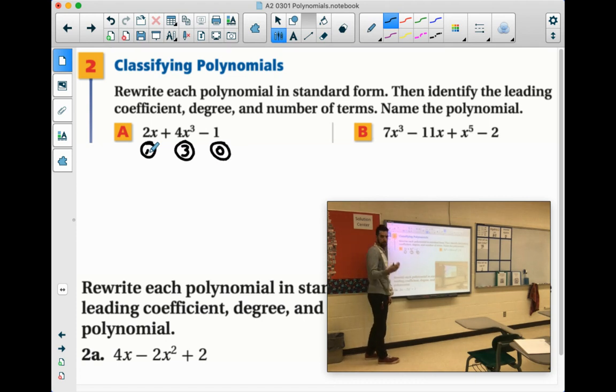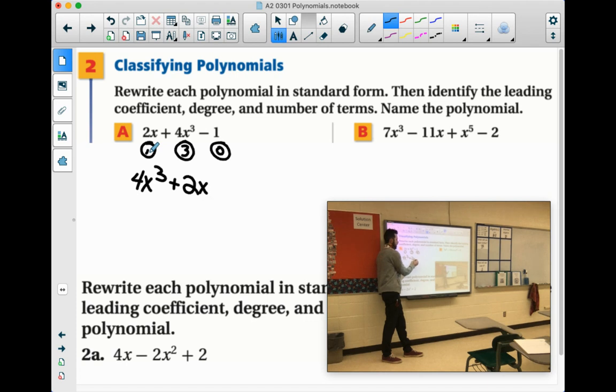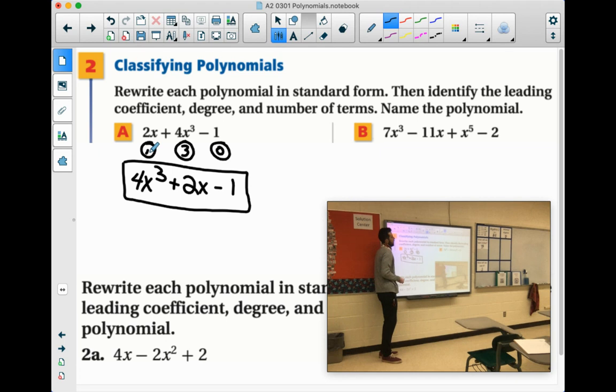So standard form, you put your highest degree first. So we would say 4x to the third, then 2x, and then the -1. So here it is in standard form. What else do we have to name? The leading coefficient. Remember, the leading coefficient is the coefficient, the big boy number, in front of the highest degree. So it's always going to be your first number if it's in standard form. So in this case, 4 would be our leading coefficient.